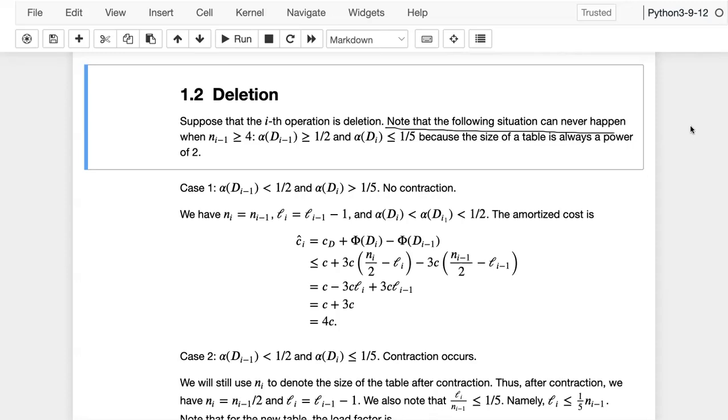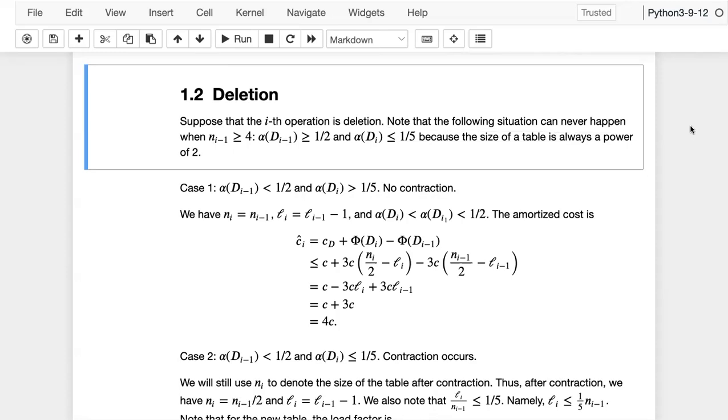drops to below 1/5. It cannot happen because we assume the table size is always a power of 2, and then the table size is at least, well, this is true actually when the table size is always at least 4, but we assume it's at least 8. So this can never happen. So we can do a straightforward verification to confirm that this is the case.